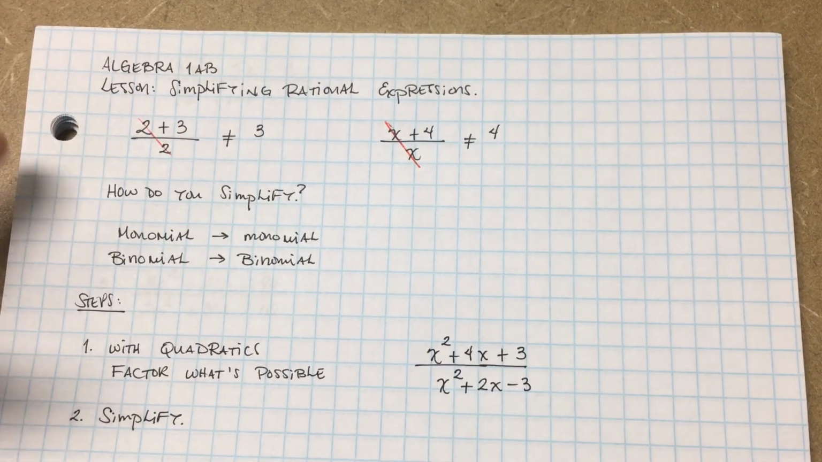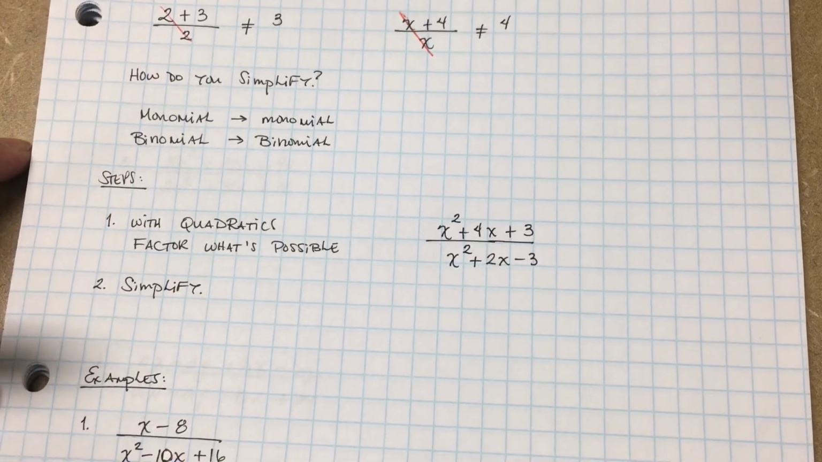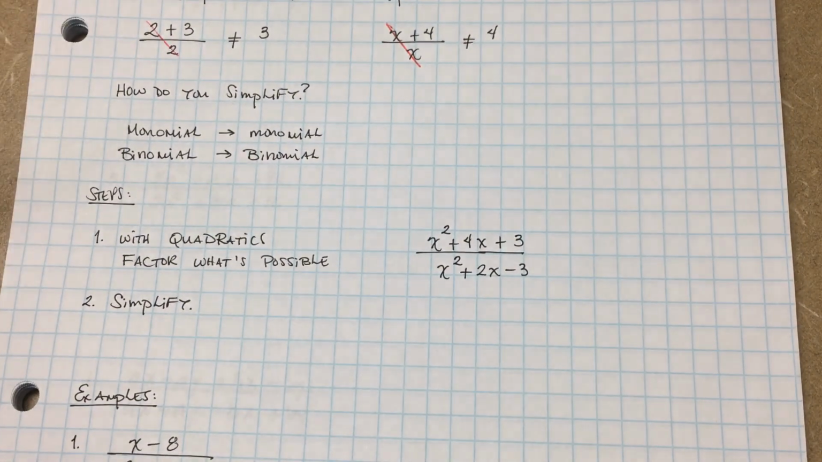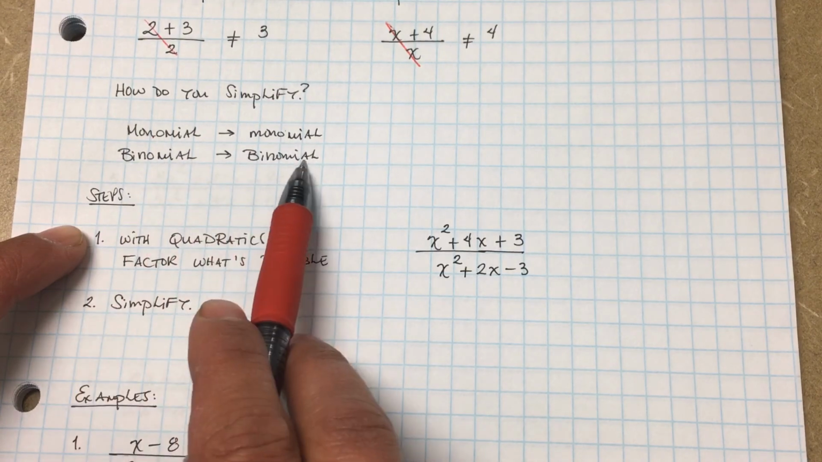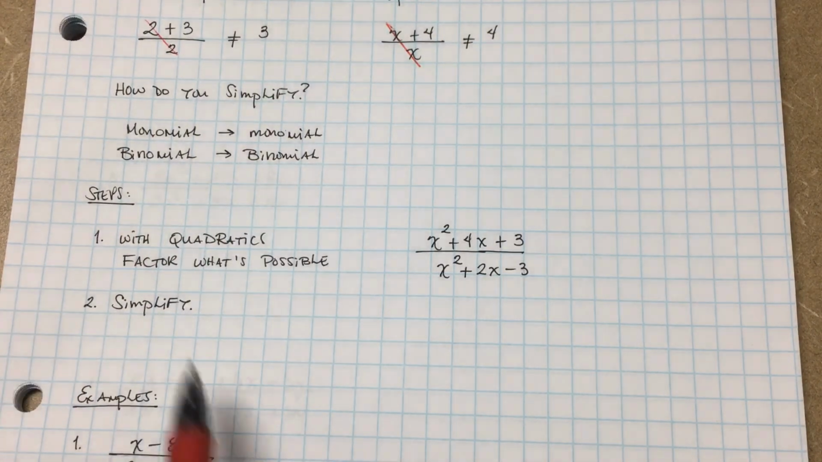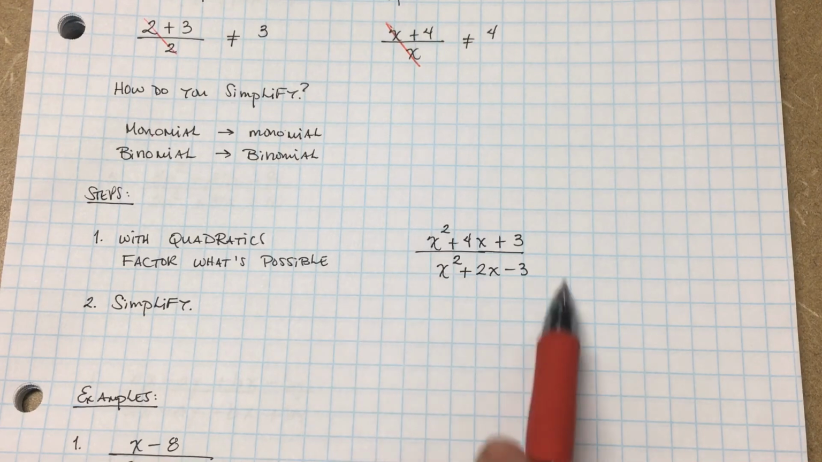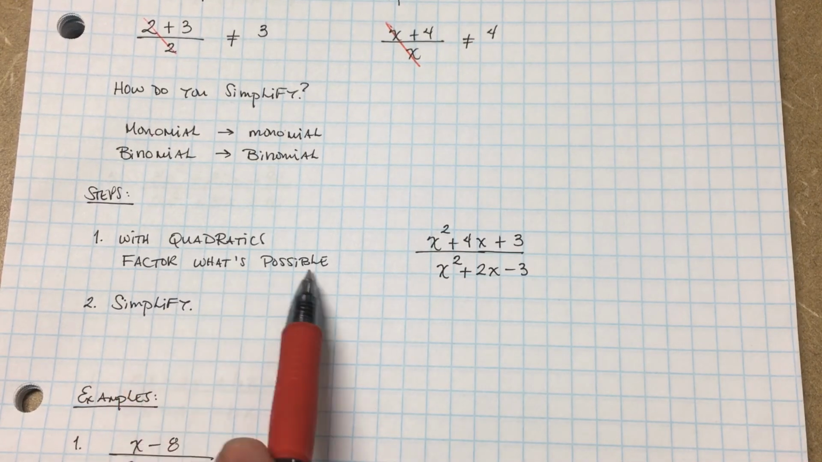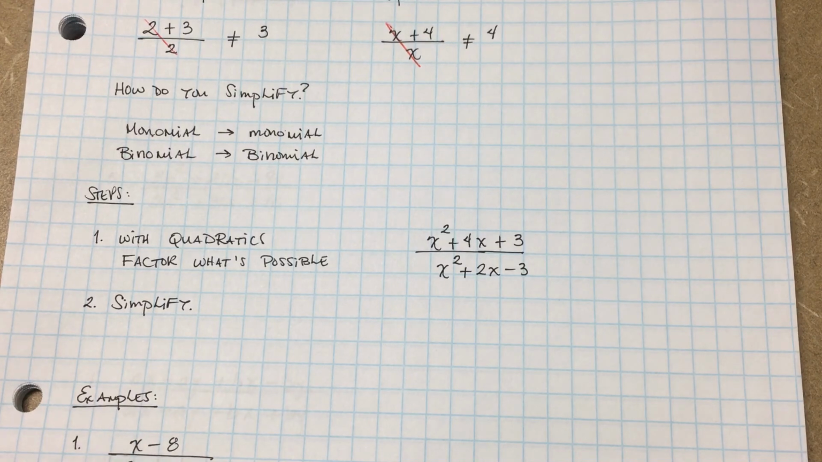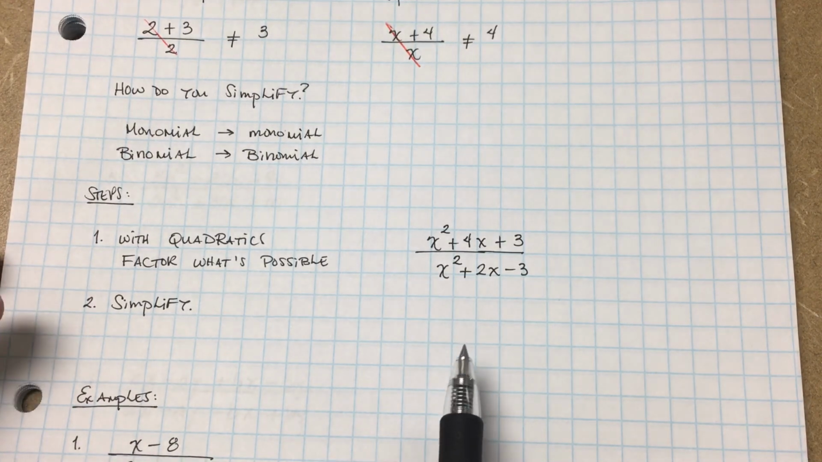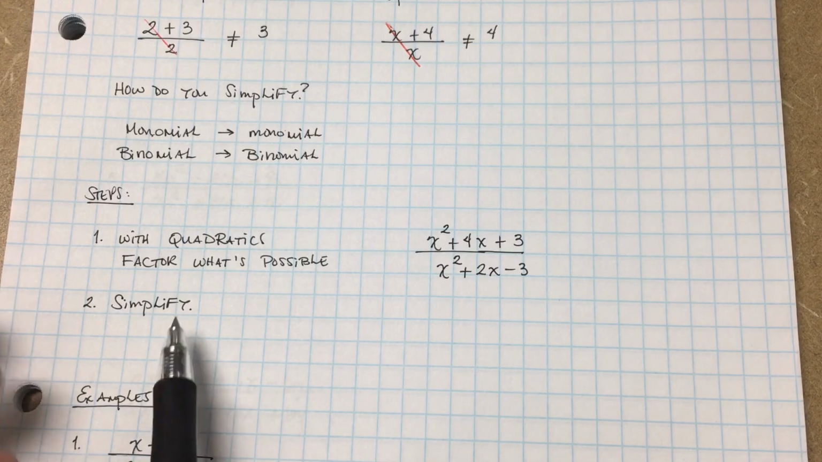So how do you simplify? So essentially what you're going to be doing, guys, because we're dealing with quadratics and factoring: monomials factor out monomials, binomials with binomials. What you want to do is factor as much as possible and then simplify it out. Okay, van a factorizar lo más posible lo que puedan y después van a simplificar.